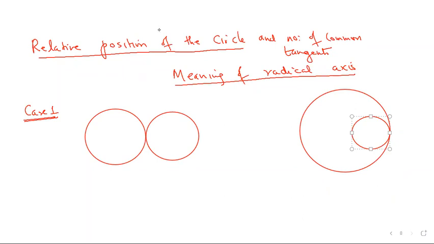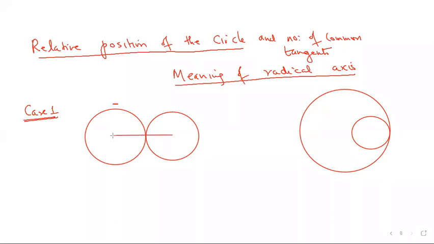And also, how many common tangents will these circles have? And what will be the equation of the common tangent? That is called the radical axis. The radical axis keeps changing according to the position of the two circles.